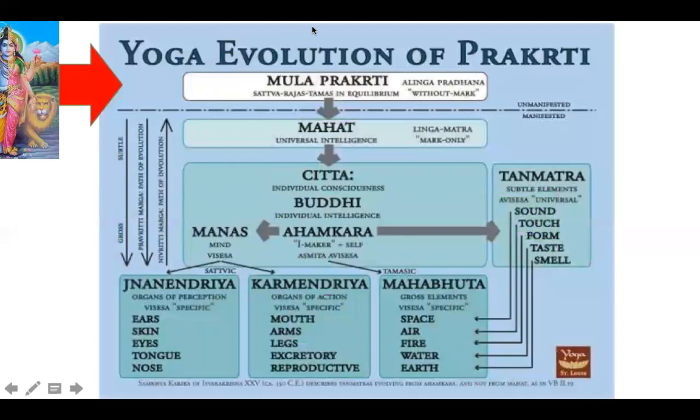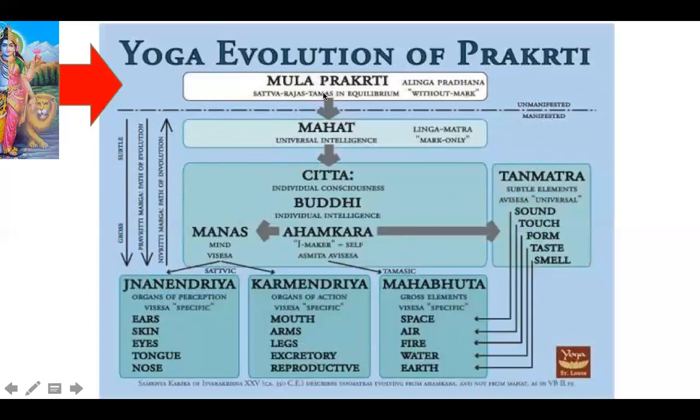So here is the yoga evolution of Prakriti, Prakriti being the feminine principle. Now, this is a lot of Sankhya philosophy, and kind of a difficult to digest graph, but we're just going to take a chunk from it. And we're going to talk about Rajas, Tamas, and Sattva. So we have the Mula Prakriti, the total balance of Sattva, Rajas, and Tamas.